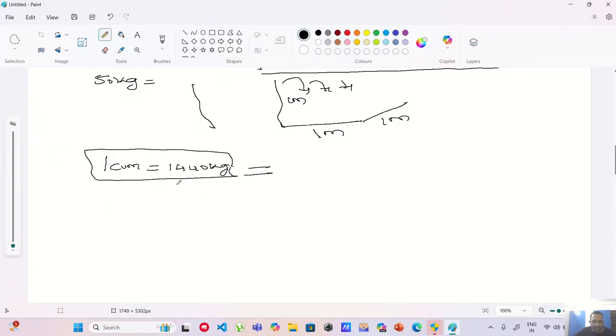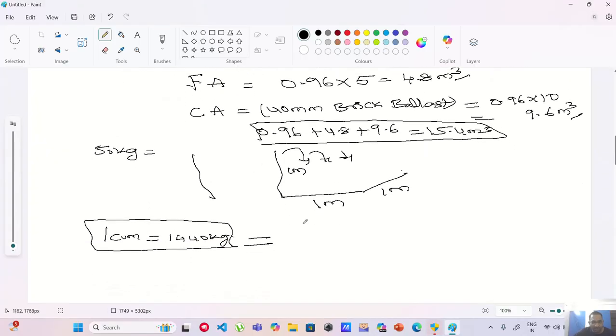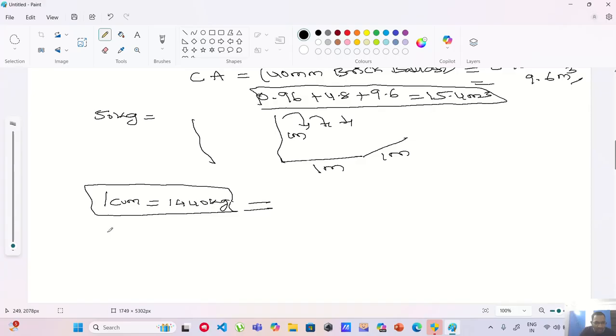And for my case, what is this? It is 0.96 cubic meter. For 1 cubic meter it is 1440, and what about the 0.96? When you cross multiply, you can get this. Let me go over it again: it will be converted into bags first.